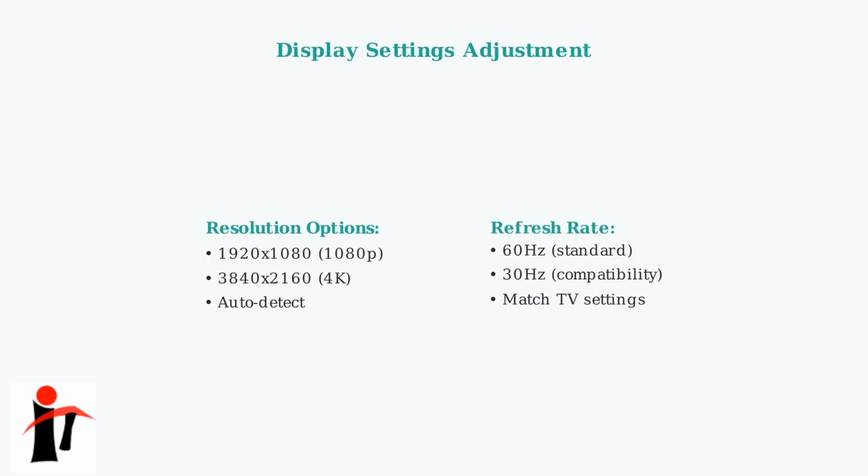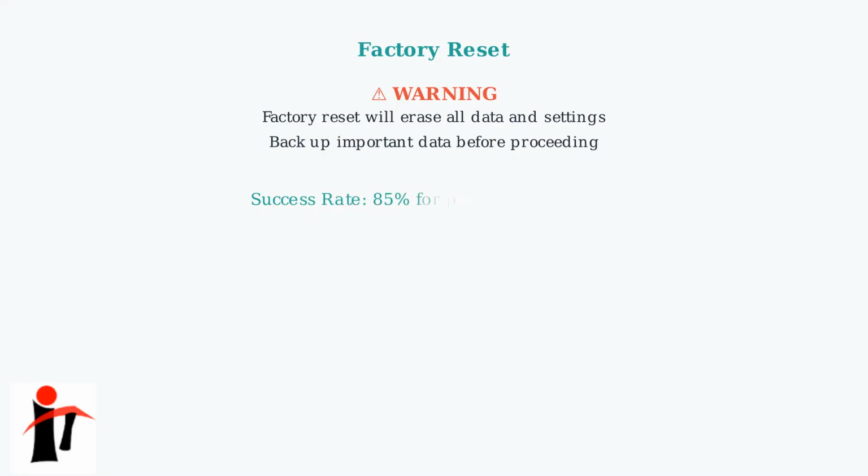Display compatibility issues can cause black screens or poor video quality. Adjusting your resolution and refresh rate settings can resolve many display-related problems. If problems persist after trying these intermediate solutions, a factory reset may be necessary. This will restore your device to its original state, but remember to back up any important data first.